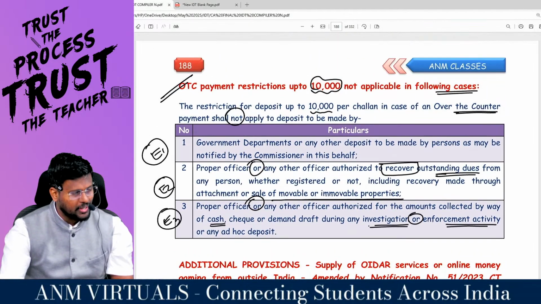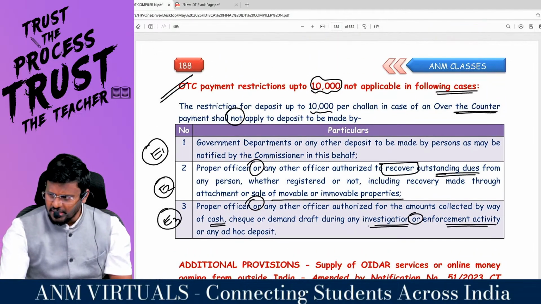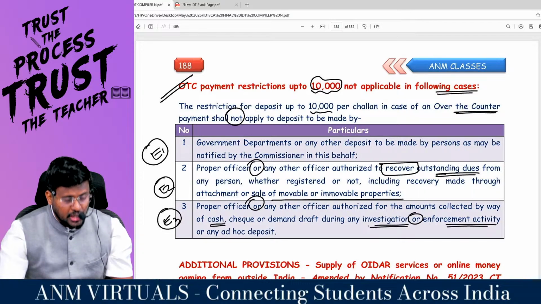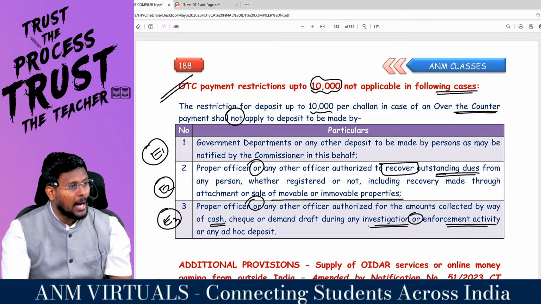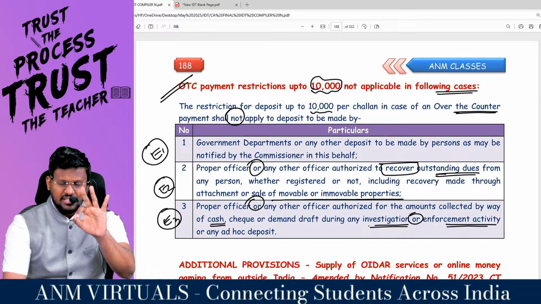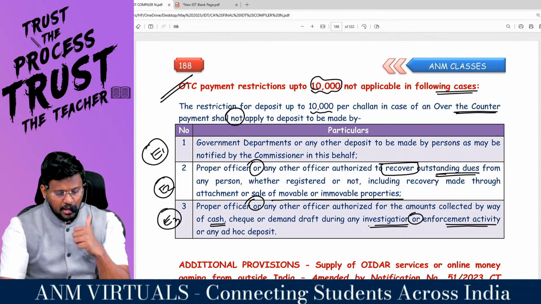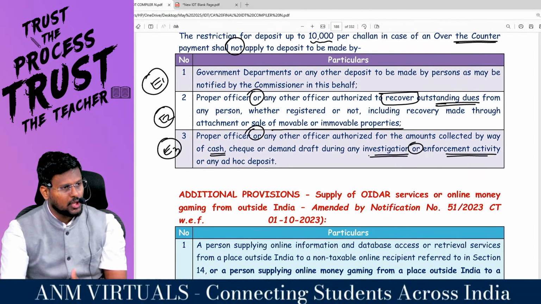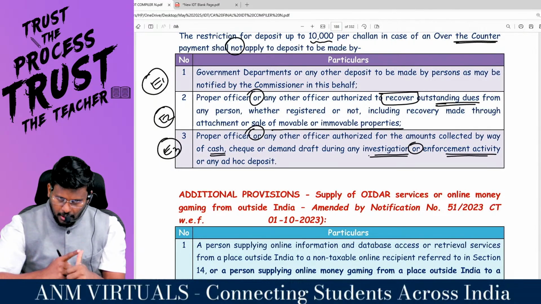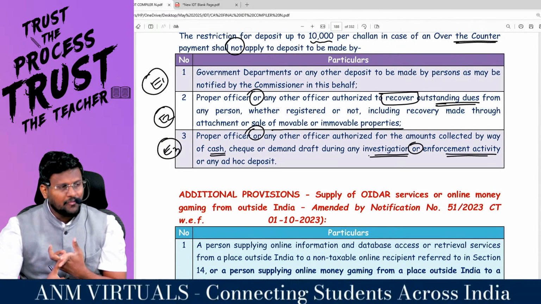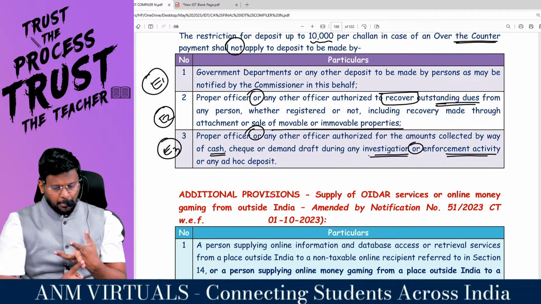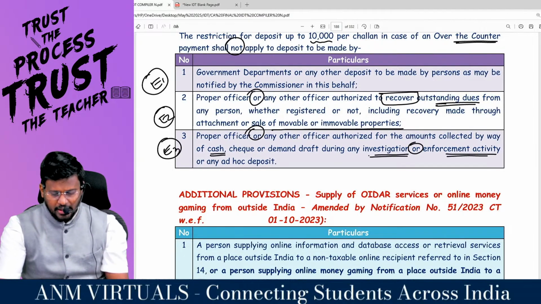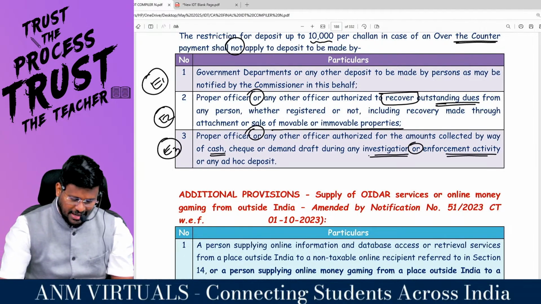This may be a 4-mark question for examination. What are the exceptions to over the counter payment up to 10,000? There are 3 exceptions. Number 1, up to 10,000 rupees payment is not applicable to government department. Number 2, PO who have recovered the amount. Number 3, PO who have recovered the amount during investigation or enforcement activity.